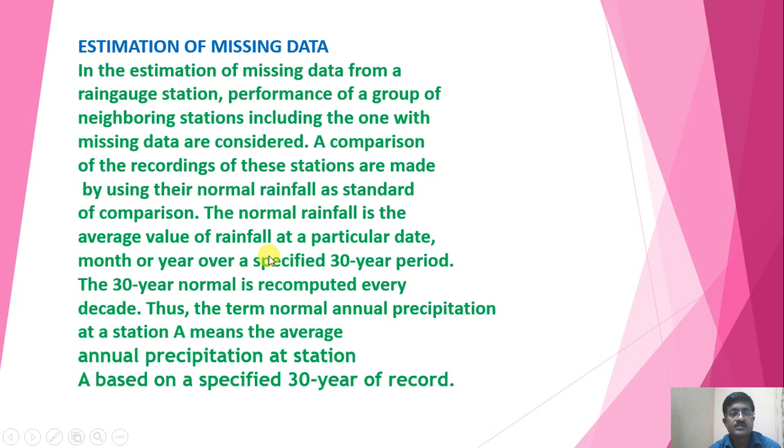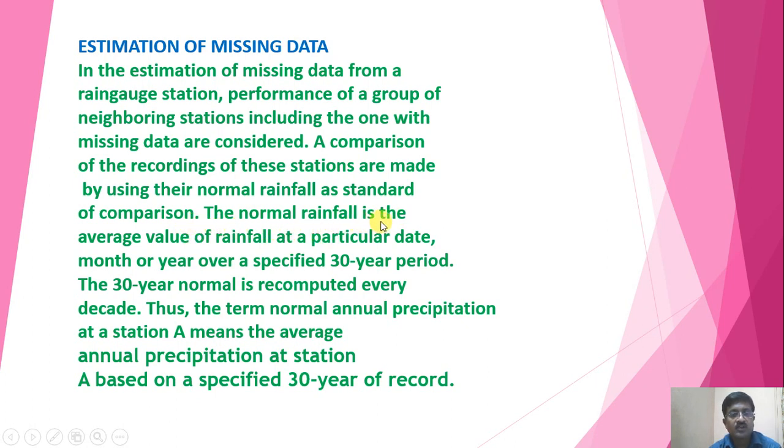Next, we will see the estimation of missing data. In the estimation of missing data from a rain gauge station, the performance of a group of neighboring stations, including the one with missing data, is considered. A comparison of the recordings of these stations is made by using their normal rainfall as the standard for comparison.